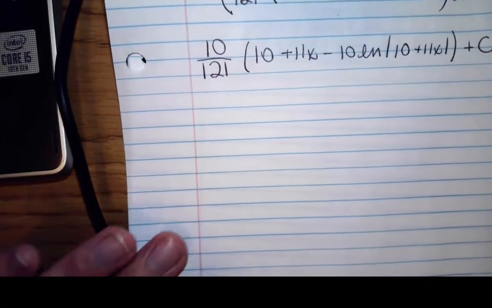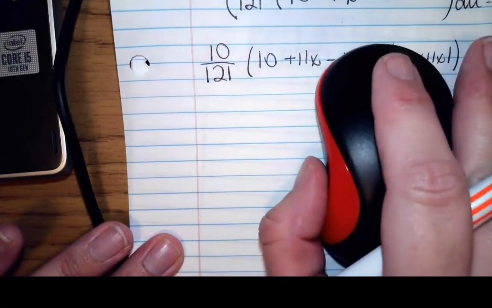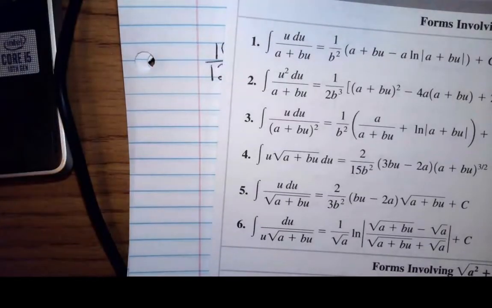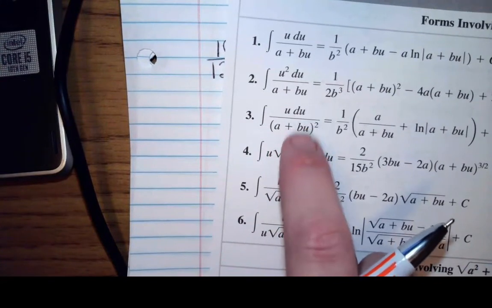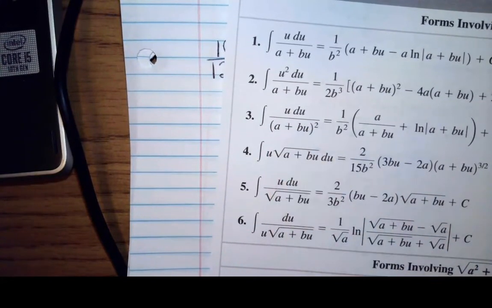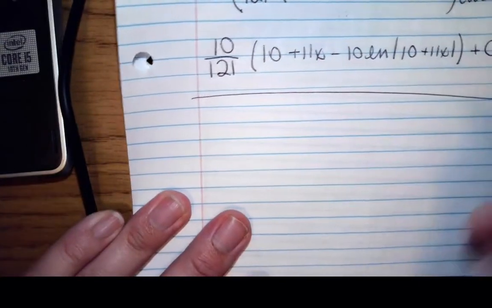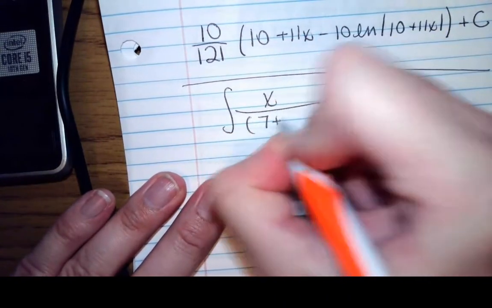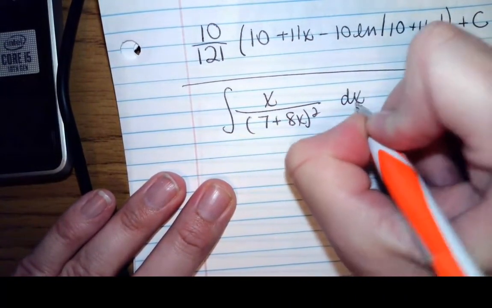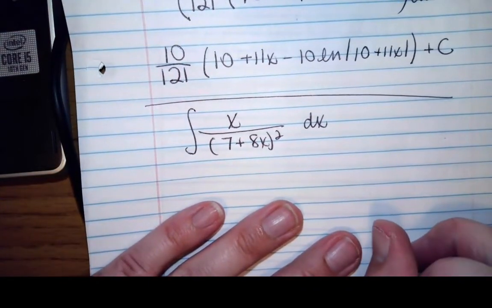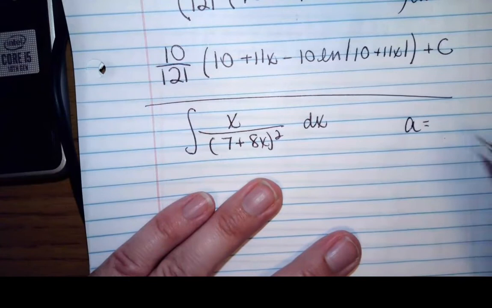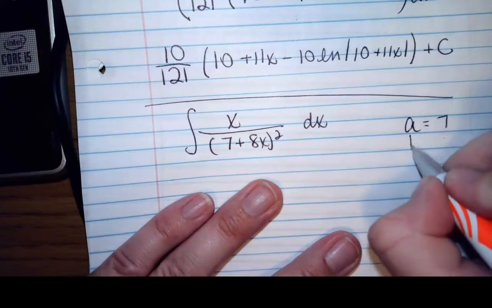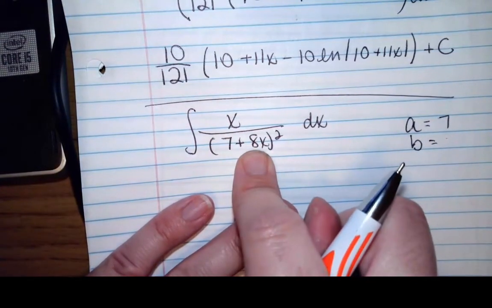So number 2, I want to see how number 2 fits in with this format. So we're looking at an x over something squared. Okay, so I'm looking for a u over a chunk squared. So I'm seeing that it pretty much matches up with number 3. If what I have is the integral of x over 7 plus 8x squared dx, I'm thinking this is number 3. Okay, so I want to know what is my A. Your A is just the constant that's being added. So it's a 7. What's your B?